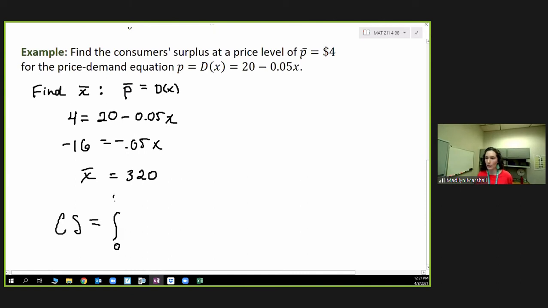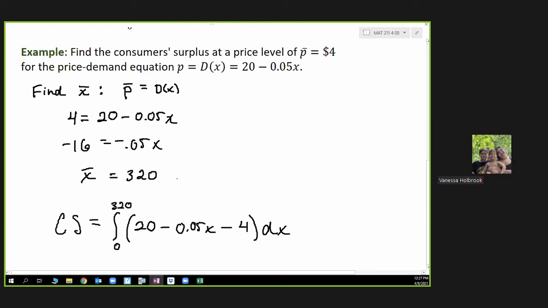So consumer surplus is the integral from 0 to X bar of D of X, which is that whole function, 20 minus 0.05X, minus P bar, which was 4, dx. That gives $2,560.